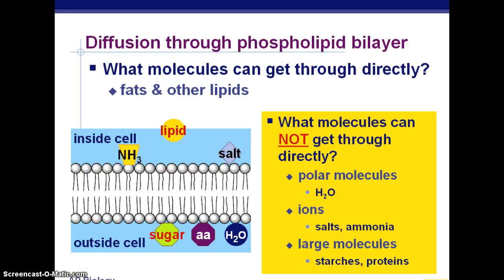So how do molecules get across membranes? If this is the inside of the cell and down here is the outside, some of the molecules can pass directly through the membrane and some need to be transported.